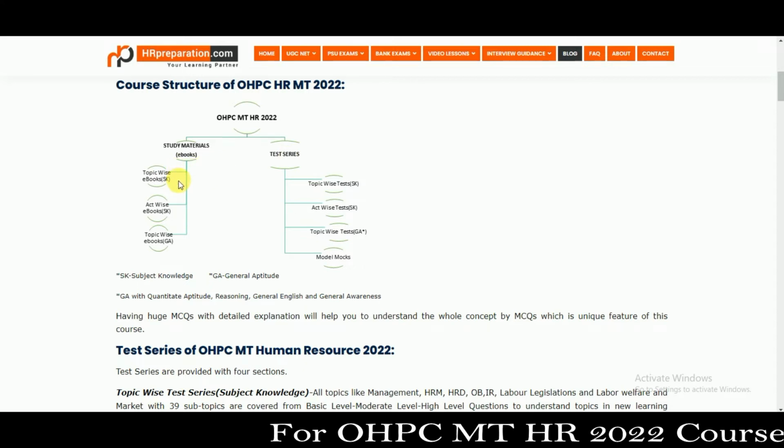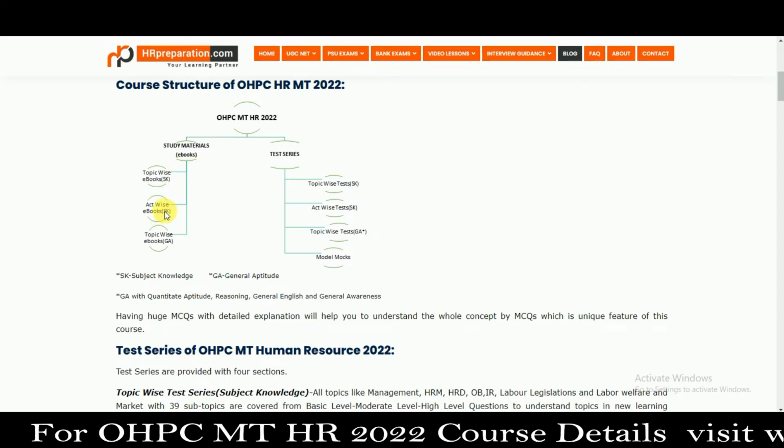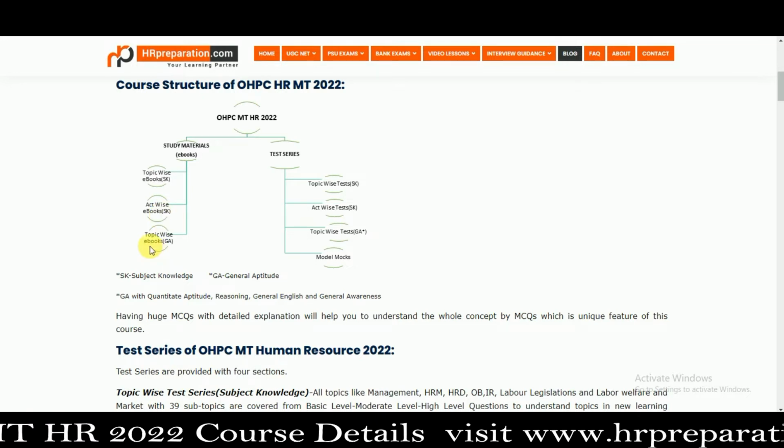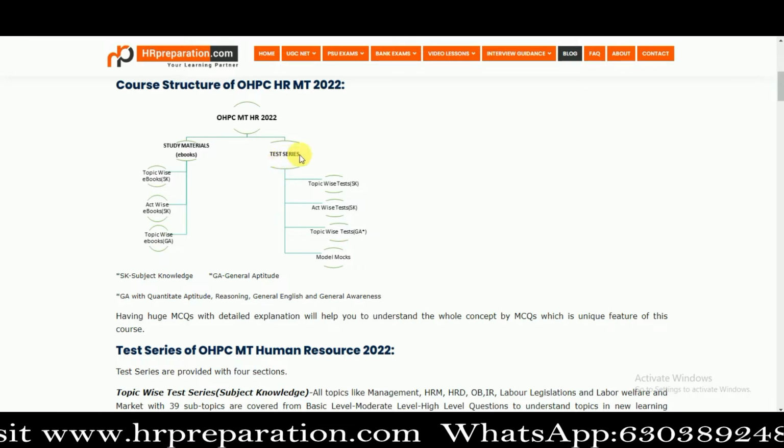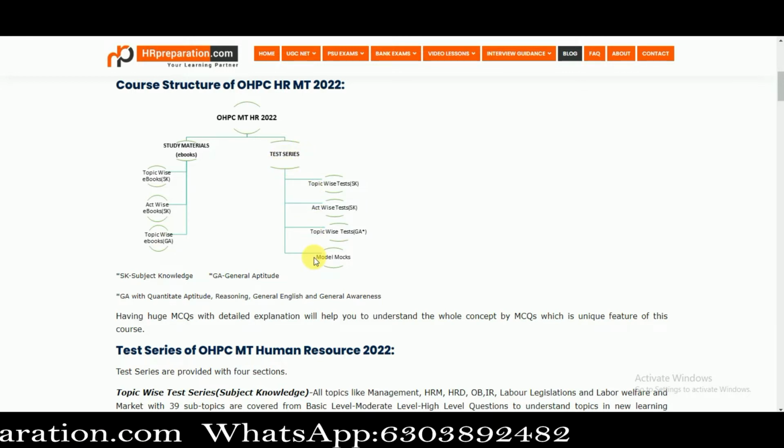We provide eBooks with topic-wise eBooks of subject knowledge, act-wise eBooks of subject knowledge, and topic-wise eBooks of general aptitude or general paper. Test series are divided into 4 sections.